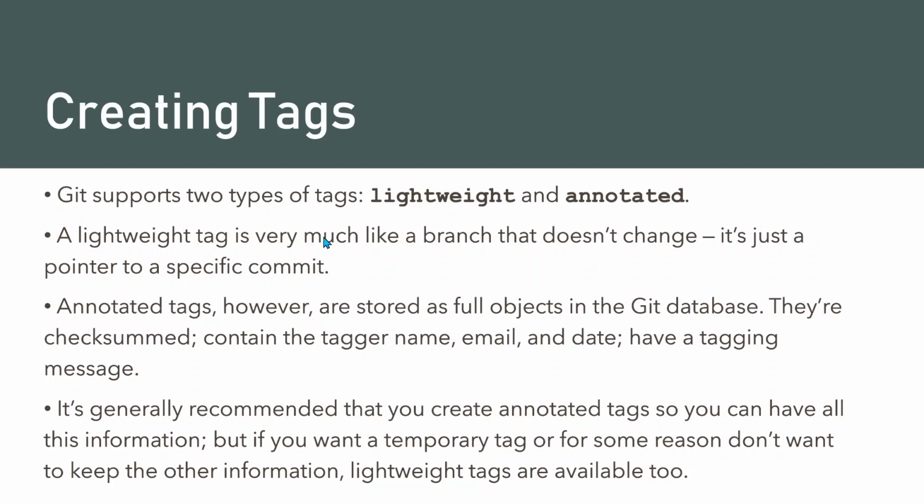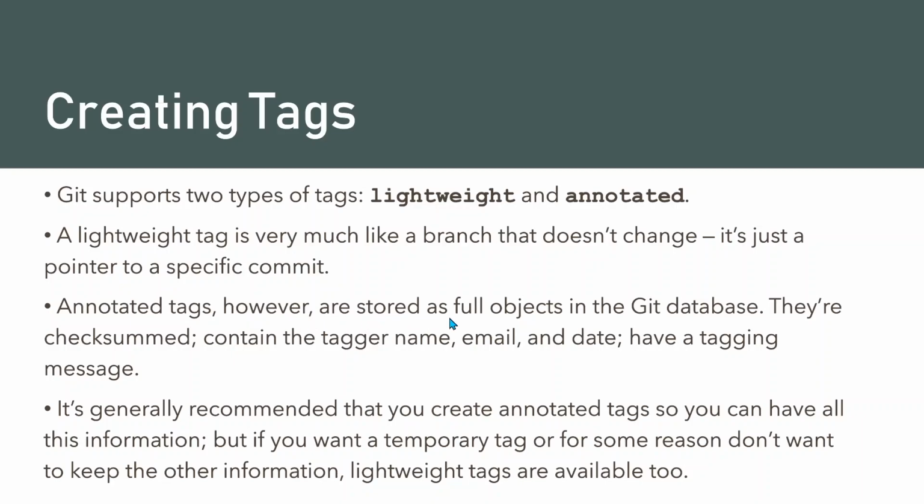Let's see what the different types of tags in Git are. Git supports two types of tags: one is the lightweight tag, and the other is the annotated tag. A lightweight tag is very much like a branch. In our previous videos we talked about branches. A lightweight tag is like a branch which does not change. It's just a pointer to a specific commit.